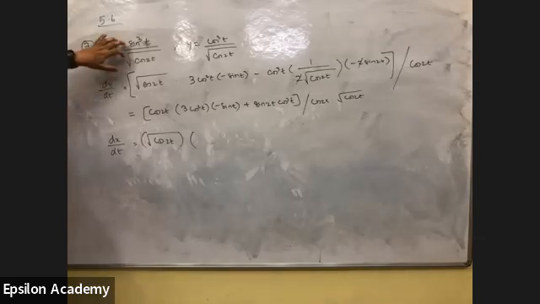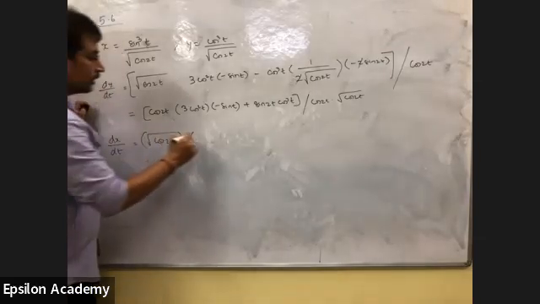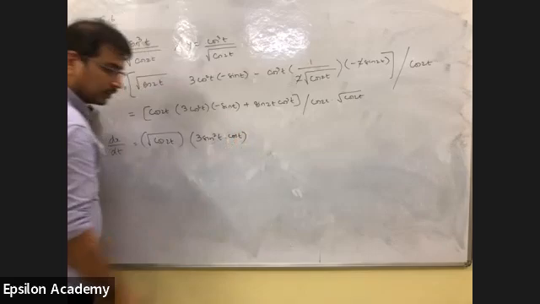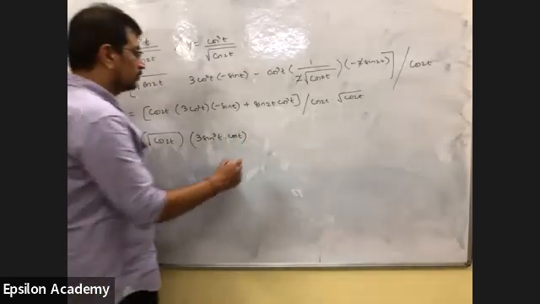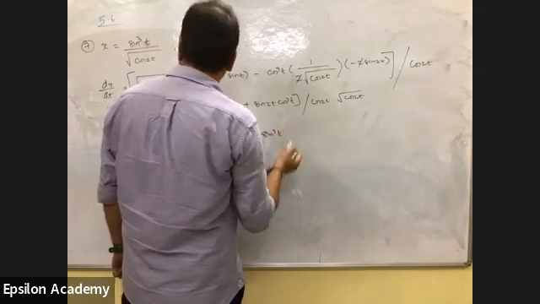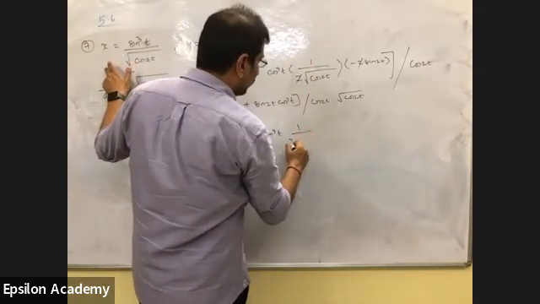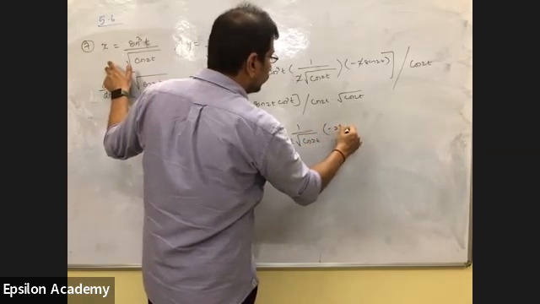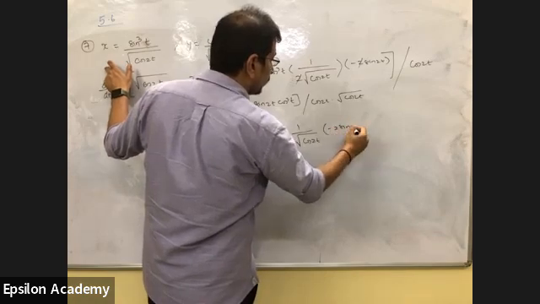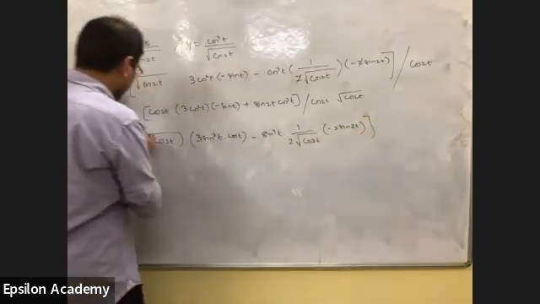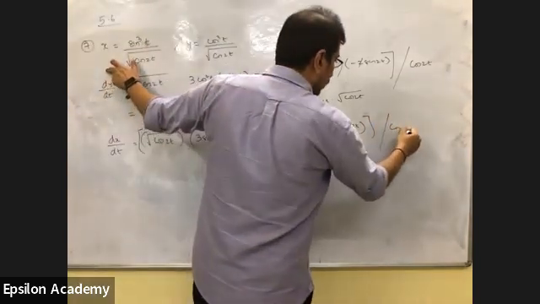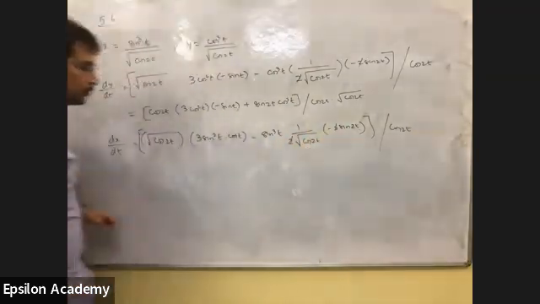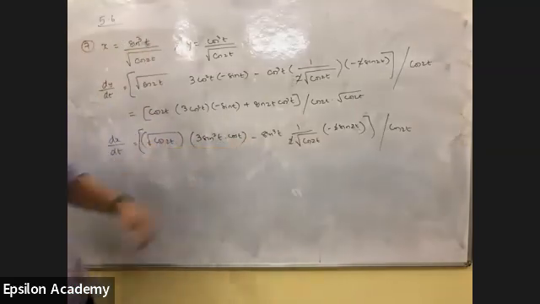dx by dt is root of cos 2t into the derivative of sin cube, which is 3 sin square t into cos t, correct? Minus sin cube t into the same thing, 1 by 2 root of cos 2t into minus 2 sin t, the whole divided by cos 2t, correct? So see, 2 and 2 are gone. Again, minus of minus is going to give you a plus.